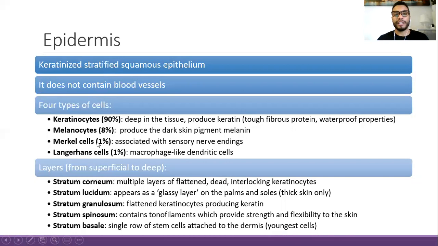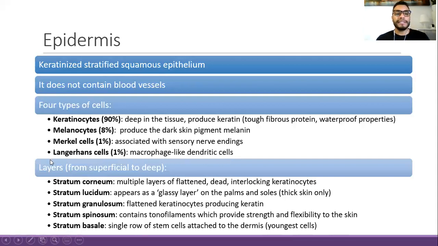Merkel cells only constitute 1% of the epidermis. These cells are associated with sensory nerve endings. So those are the skin receptors that detect, for example, pain or temperature. And Langerhans cells, 1% only, are considered macrophage-like dendritic cells. So they are phagocytic cells that help in the immune system of the epidermis.